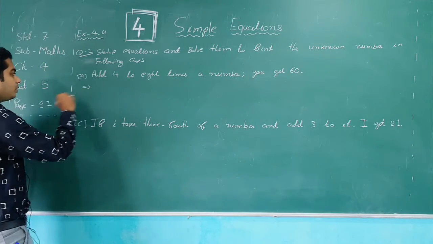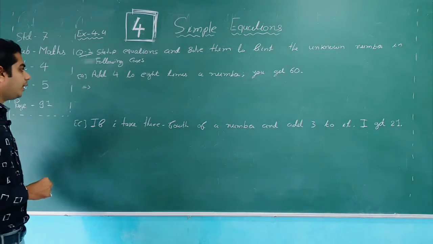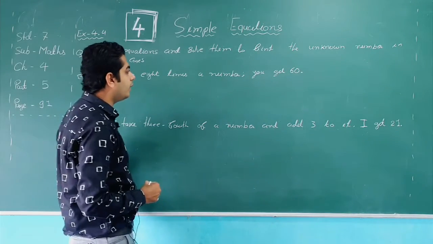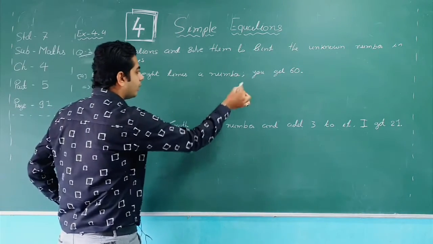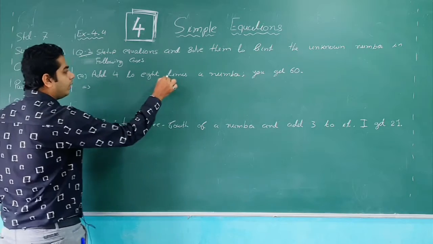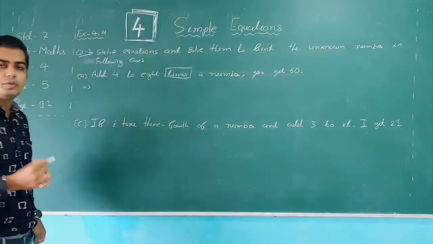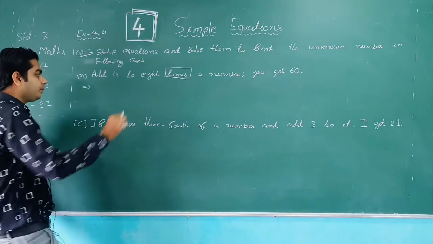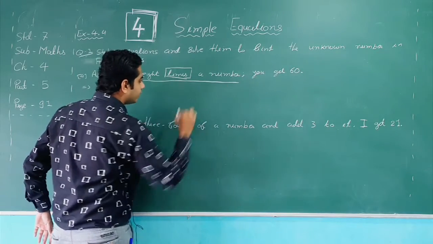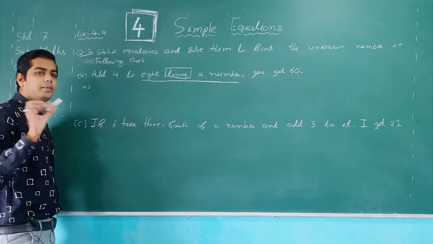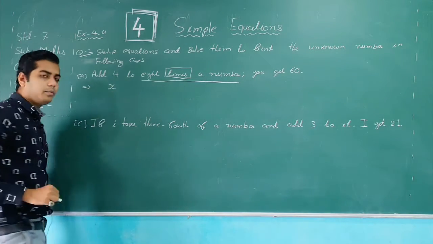So the first question, 1a: add 4 to 8 times a number, you get 60. Again I am repeating, add 4 to 8 times a number. Now the word you have to catch is times. Times means what? Times means multiplication. So 8 times a number, see this line, you have to assume x. I assume a number x.